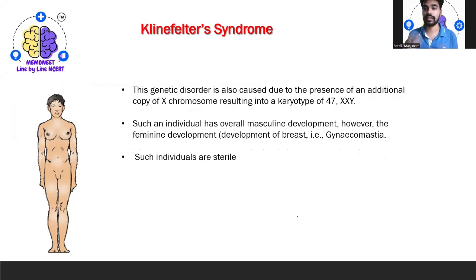The total chromosome count will be 47 because the sex chromosomes will be XXY. It is seen more in males. An individual with this syndrome will have retarded overall muscular development and a feminine kind of physical appearance. You can see the development of breasts and no proper male muscular development. Such an individual is sterile, and cannot produce sperm or offspring.